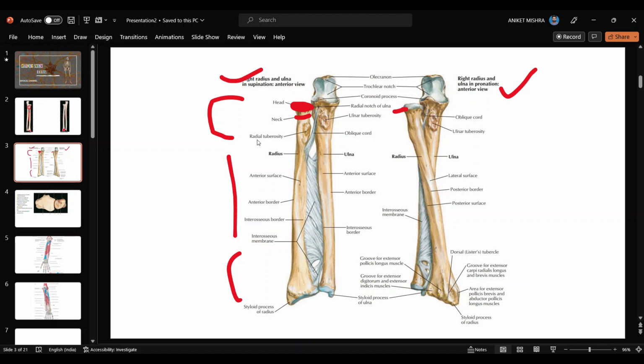When we come down, we will see the radial tuberosity. The radial tuberosity lies toward the medial side, which is the sharpest side of the radius. It lies in the upper end of the radius and is known as the radial tuberosity. It has a rough posterior part and a smooth anterior part.